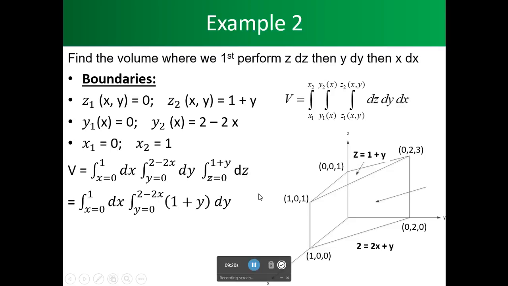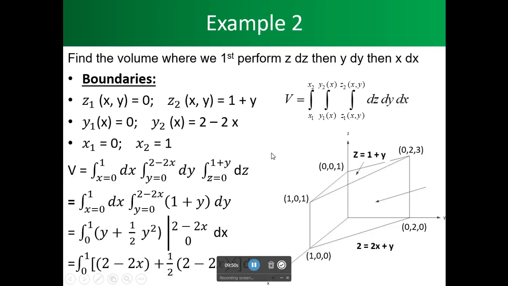Okay, now when we do this one, we see that what we have is, what is the integral of 1? Is y. What's the integral of y? 1/2 y squared. So this quantity, we're going to evaluate at 2 minus 2x, our upper limit, and then 0 at our lower limit. So as you know, at our lower limit, it's just going to drop out.